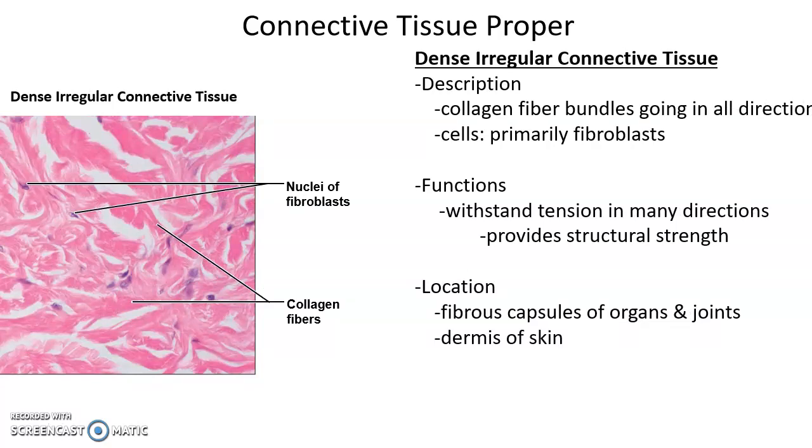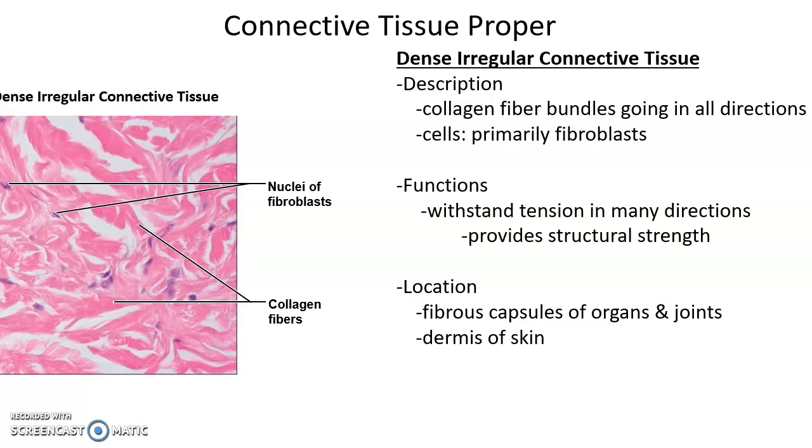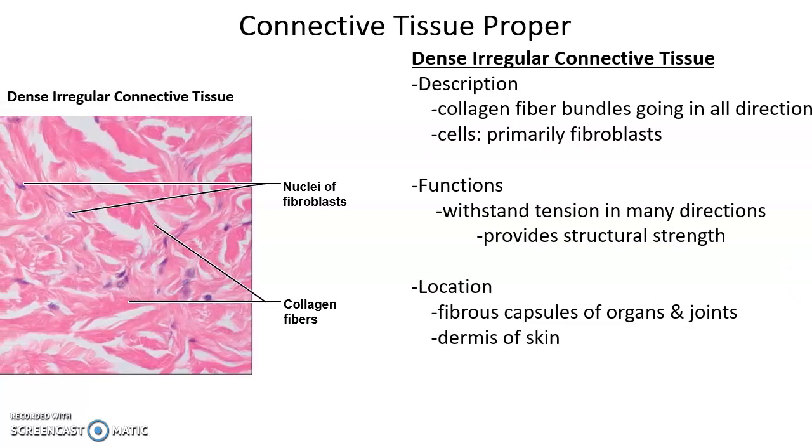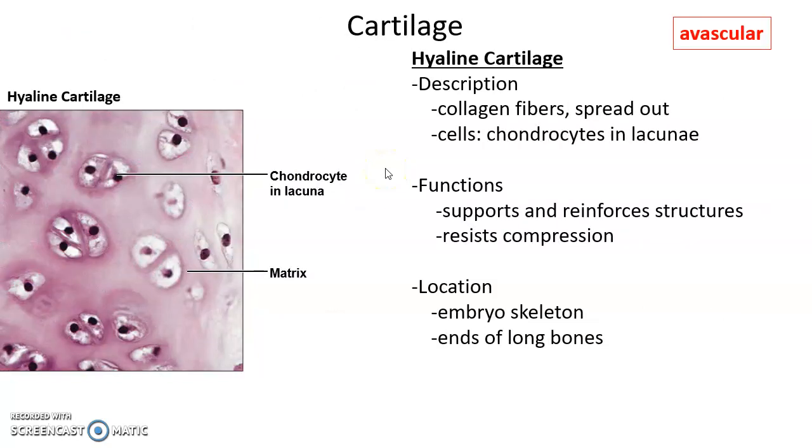Dense irregular connective tissue, on the other hand, has lots of collagen fibers bundled up, but now they're going in all different kinds of directions. So the bundles of collagen fibers are going in all kinds of directions, able to resist tension, resist forces in many directions. You can find fibroblasts. These are nuclei of fibroblasts within dense irregular connective tissue. And its location is in the fibrous capsules around organs and around joints and in the dermis of the skin. Our skin is a pretty tough organ.